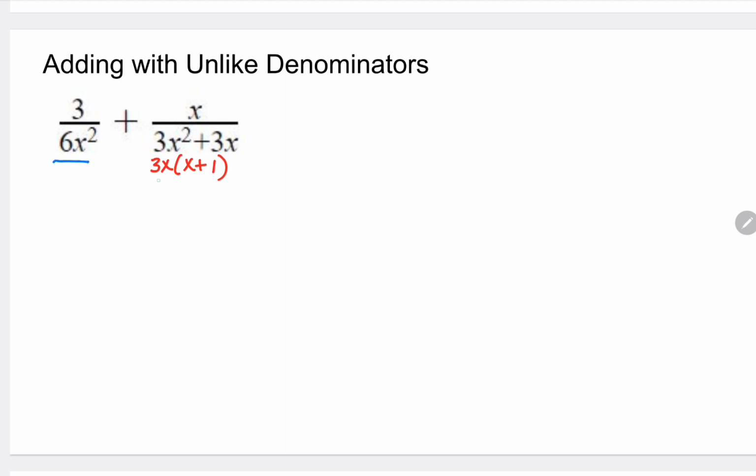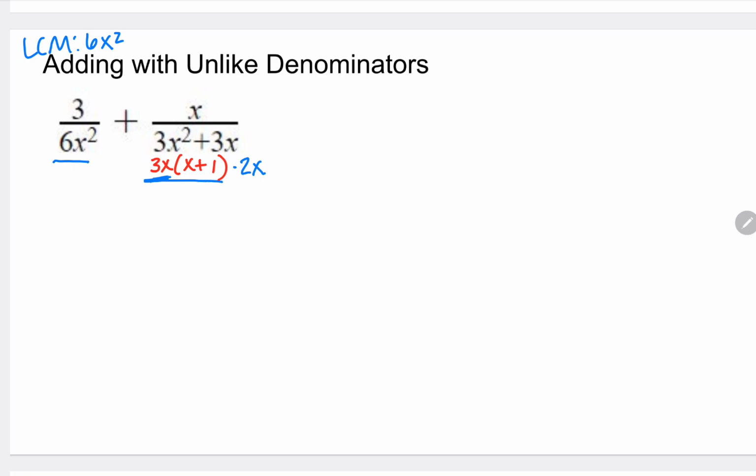So my least common multiple between the 6x squared and the 3x times x plus 1, I'm going to write it up here. I know I'm going to need a 6x squared. My 3x is taken care of by the 6x squared because I could multiply that by 2x.